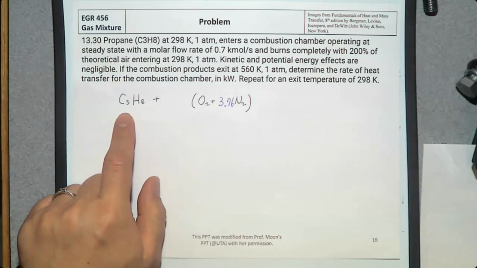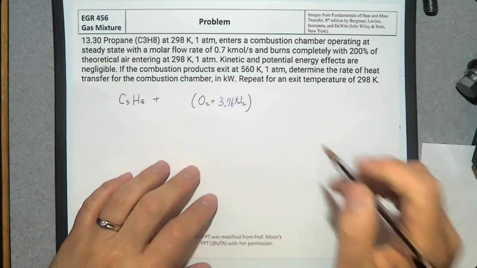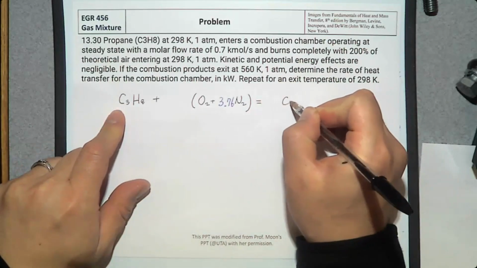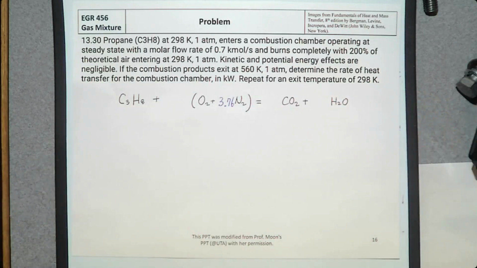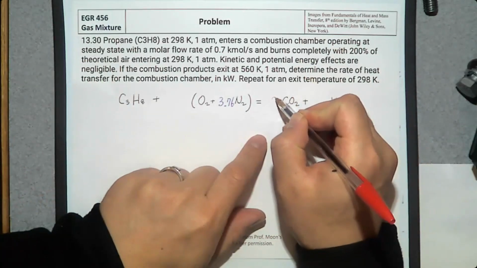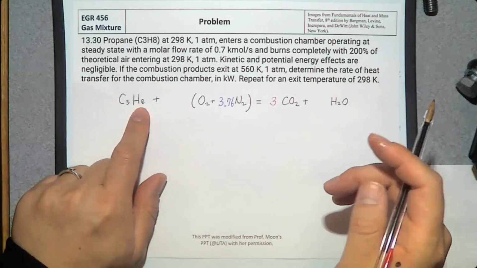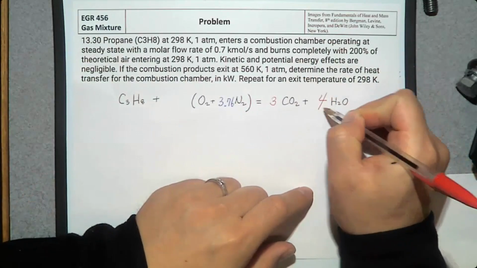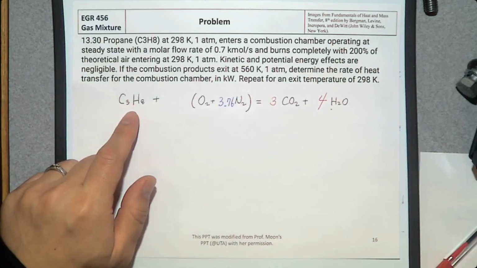Therefore, carbon becomes carbon dioxide. Hydrogen becomes water. So we have carbon dioxide, water, and let's see how many carbon dioxide and water we can create. We have 3 carbon atoms in here, so that means we can create 3 molecules of carbon dioxide. 8 hydrogen atoms here means we can create 4 water molecules per molecule of propane.